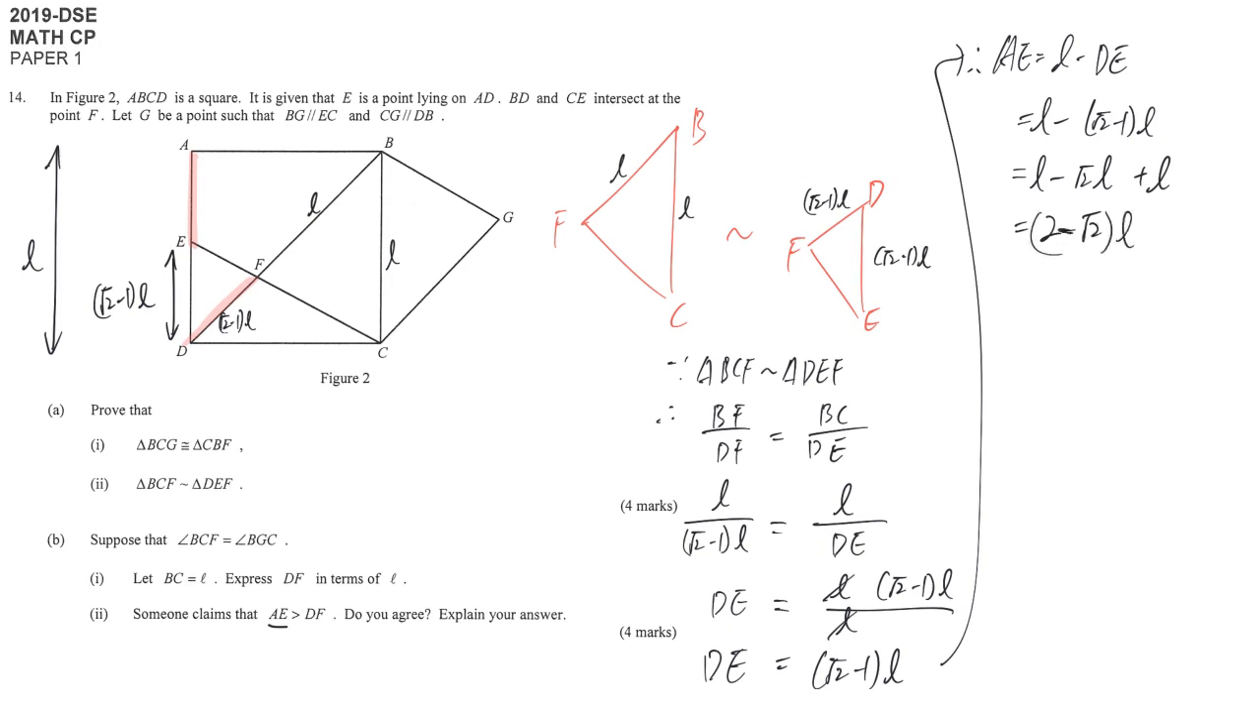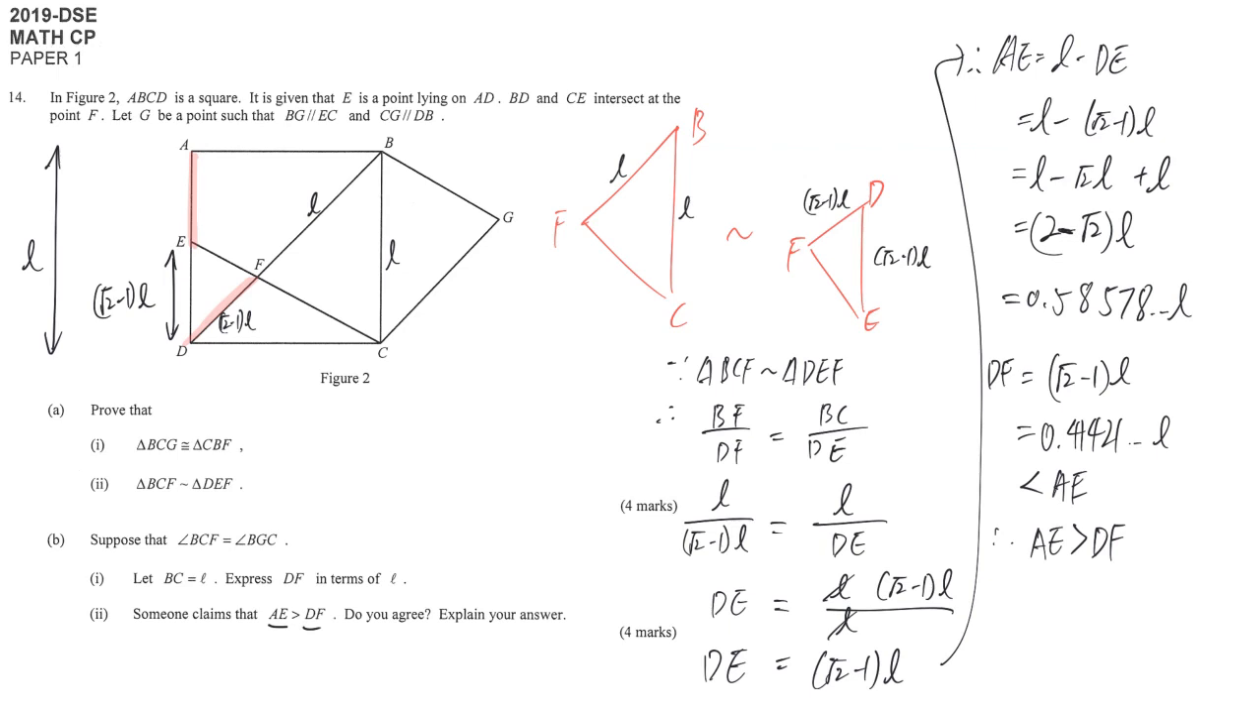This is AE. It's approximately 0.58578 something L. Then we compare with another line DF. DF is equal to square root 2 minus 1 times L, which is 0.41421 something L. So it's obviously smaller than AE. Therefore, AE is larger than DF, and we agree with the statement.